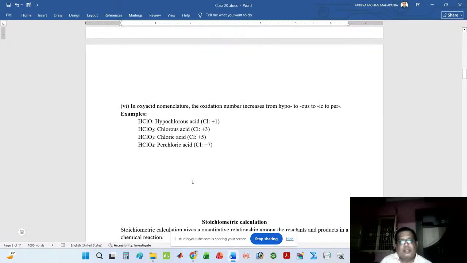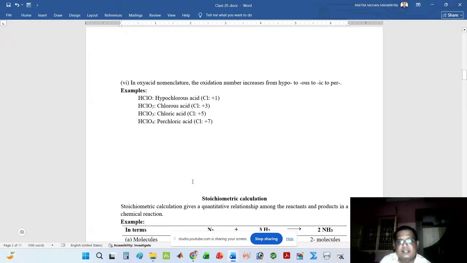Next, move to the oxy acids. Nomenclature of oxy acids. Here I have given a few examples of oxy acids. In HClO, the chlorine atom carries the oxidation number +1. In HClO2, the oxidation number of chlorine is +3. In HClO3, the oxidation number of chlorine is +5. In HClO4, the oxidation number of chlorine is +7.